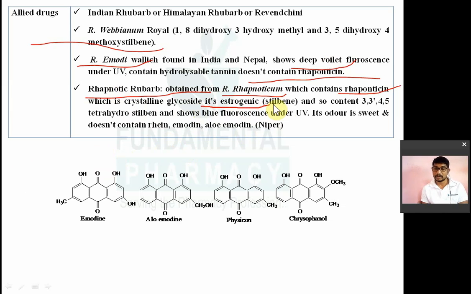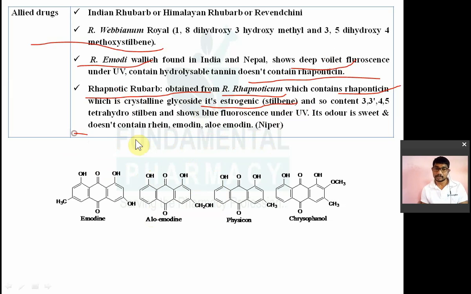तो लेडीज में एस्ट्रोजन का लेवल बढ़ाएगा ये. So it contains 3,3,4 tetrahydroxystilbene which shows blue fluorescence under UV. Its odor is sweet and it doesn't contain rhein, emodin and aloe-emodin.